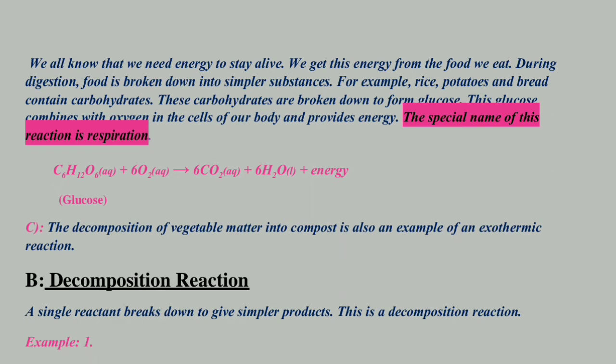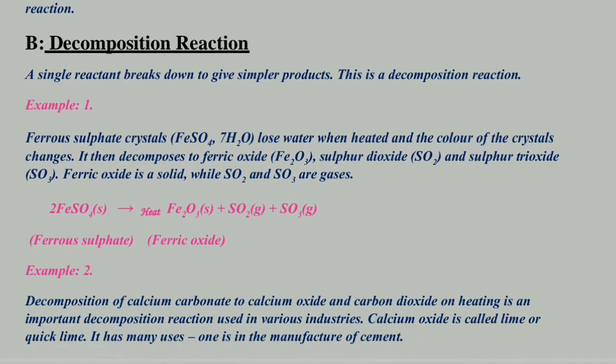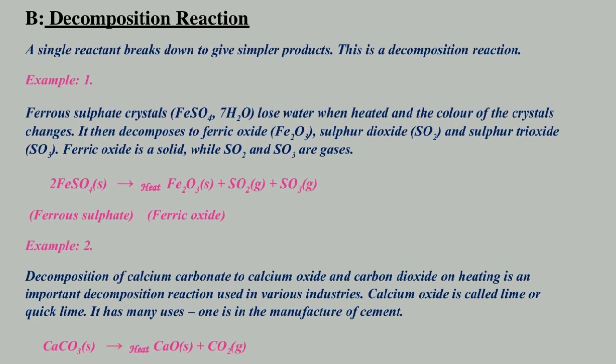exothermic chemical reactions. Now the second one is the decomposition reaction. A single reactant breaks down to give simpler products. This is a decomposition reaction. For example, ferrous sulfate crystals lose water when heated and the color of the crystal changes. It then decomposes to ferric oxide, sulfur dioxide and sulfur trioxide.